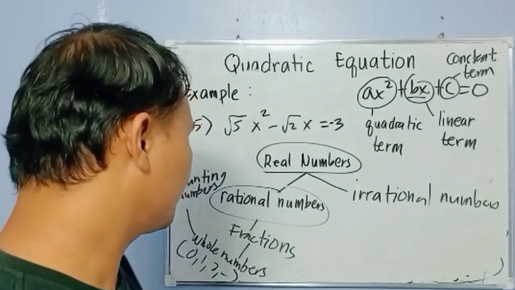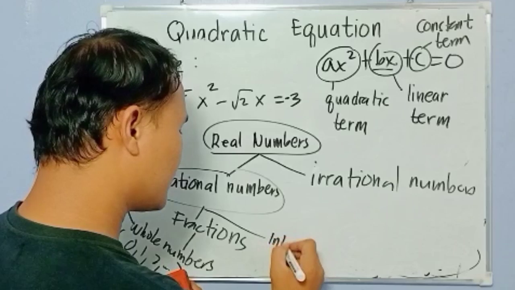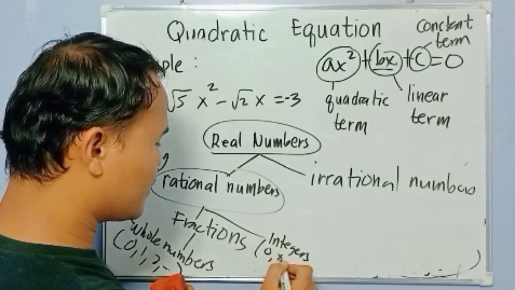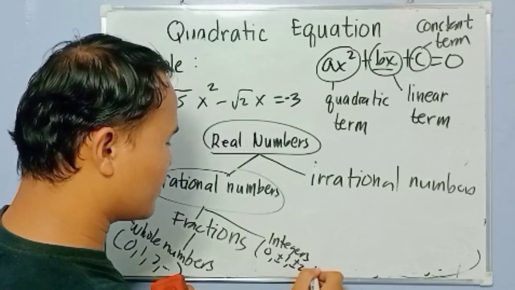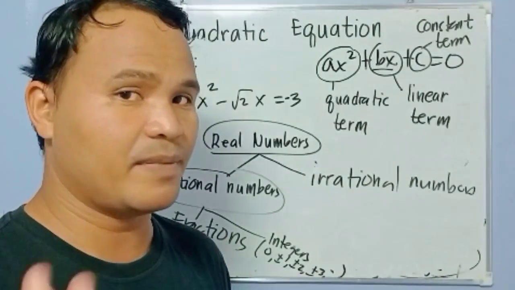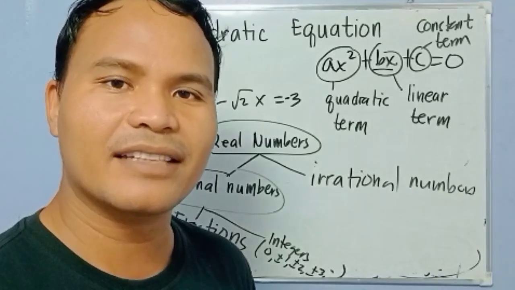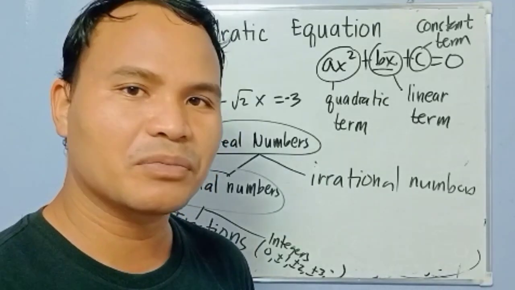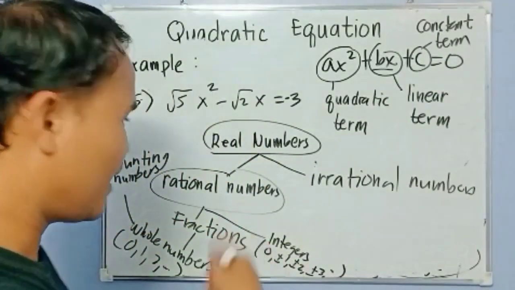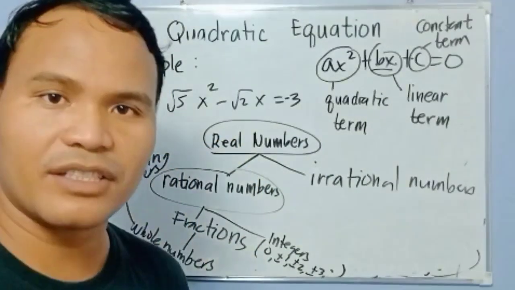Those are counting numbers. Also, it includes integers. What are integers? These are 0, positive negative 1, positive negative 2, positive negative 3, and so on. Those are integers. Meaning to say, whole numbers that has a sign. Except 0, because 0 is having no sign. No? Okay, these are rational numbers. Fractions, I repeat. Rational numbers are fractions.